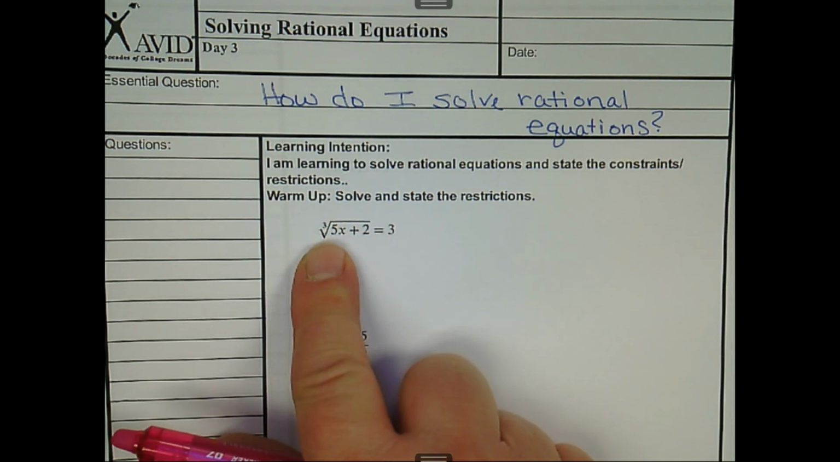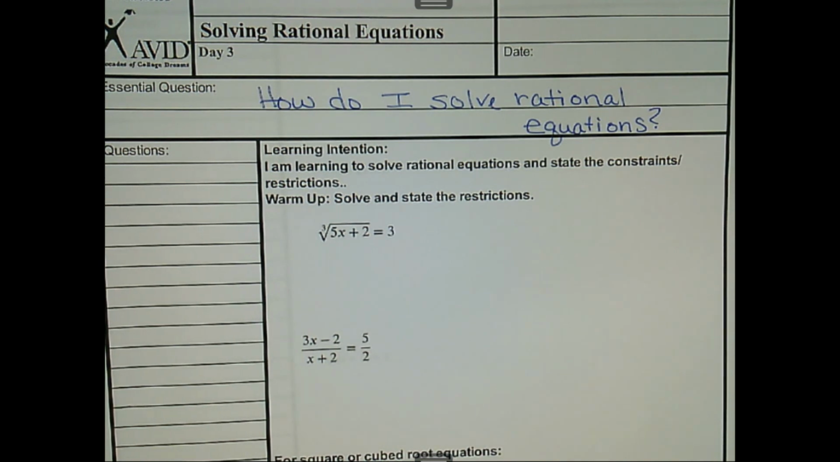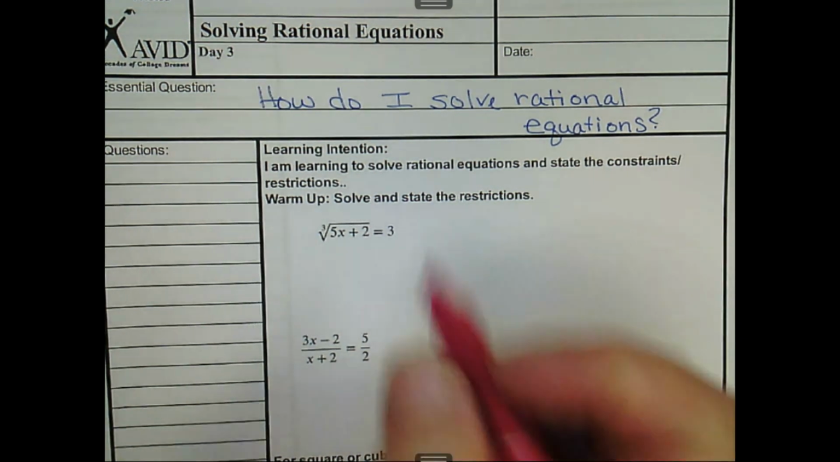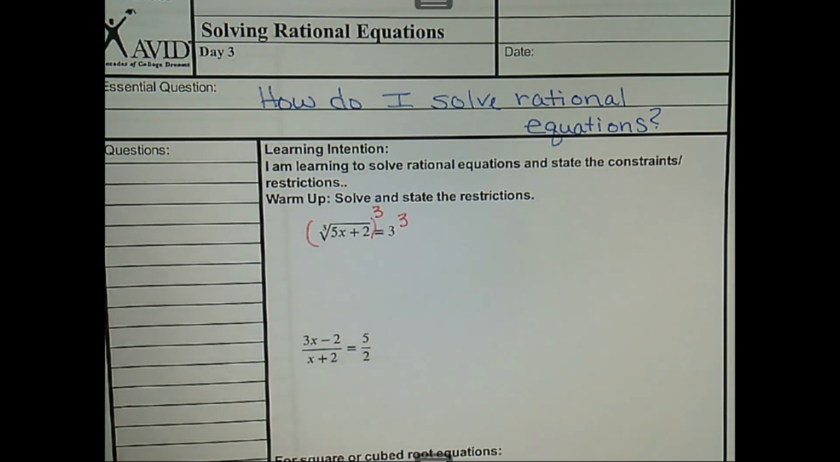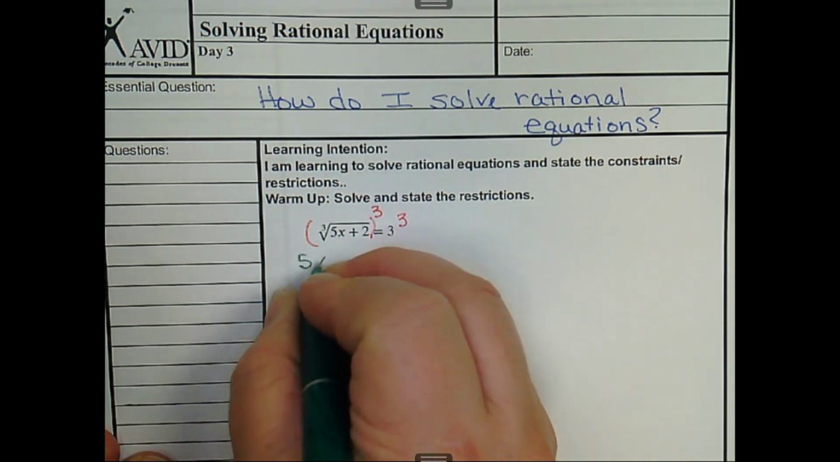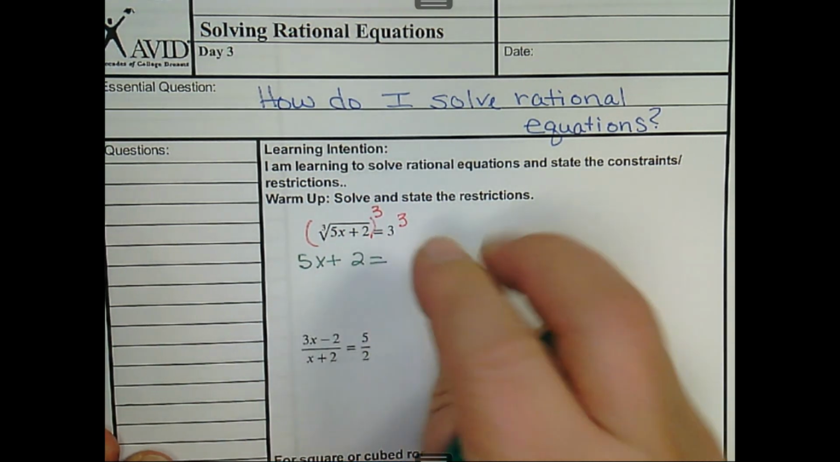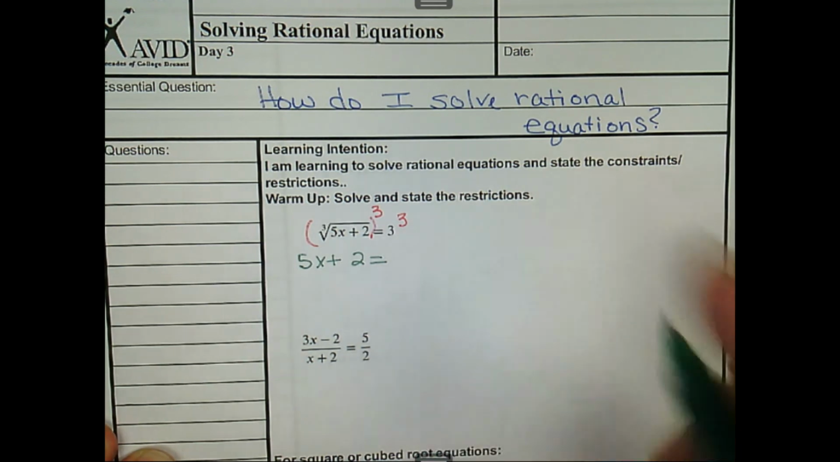So I'm looking at the cubed root of the quantity 5x plus 2 is equal to 3. Once again, how do I get rid of that cubed root? The opposite is to cube both sides. Okay, the cube root is gone. 5x plus 2 is equal to 3 to the third power. 3 times 3 is 9. 9 times 3 is 27.